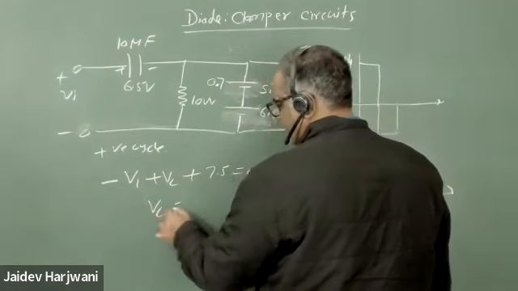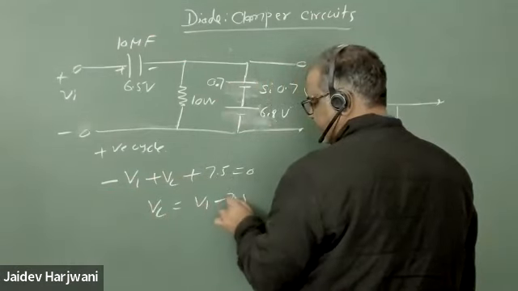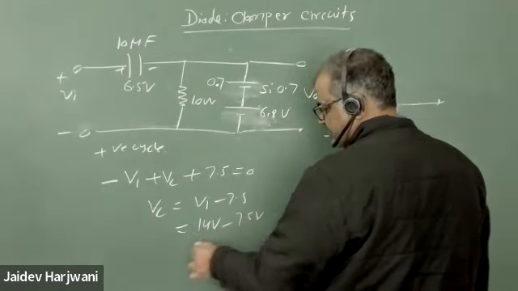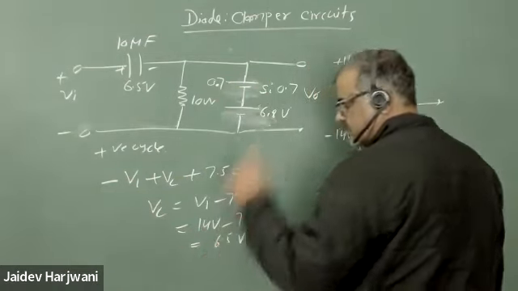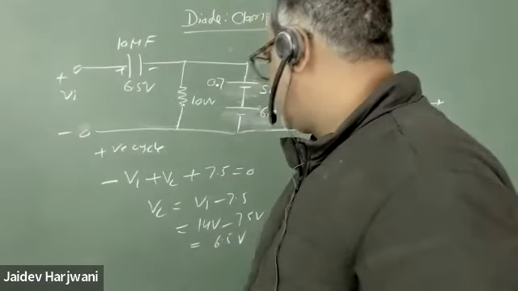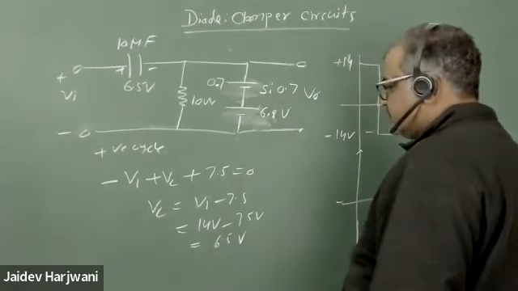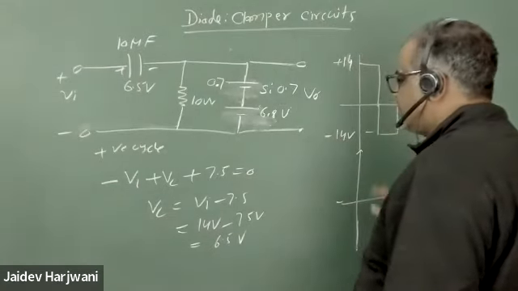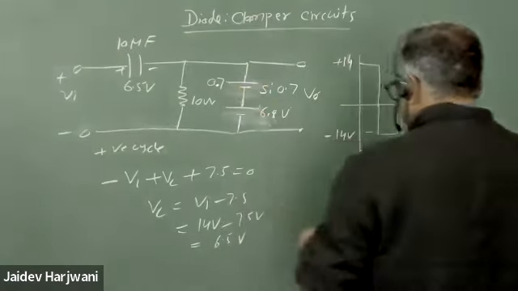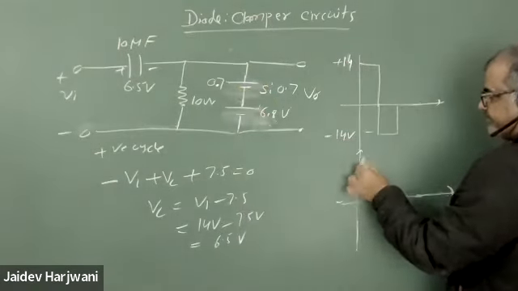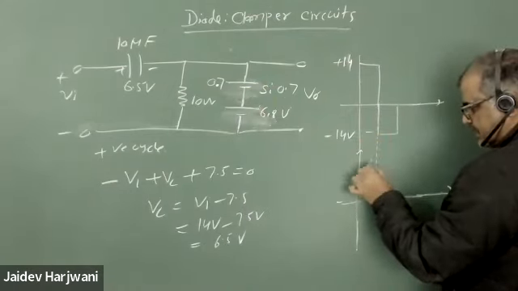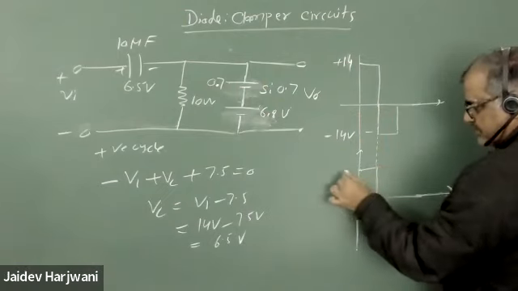Now what will your VC be? Your VC will be V input minus 7.5. Now V input is 14 volt, minus 7.5 volts, this will come to 6.5 volt. So now you know what your VC is. Now suppose you are changing the sign, so how much output should I get? When this is forward bias, I get output equal to 7.5.